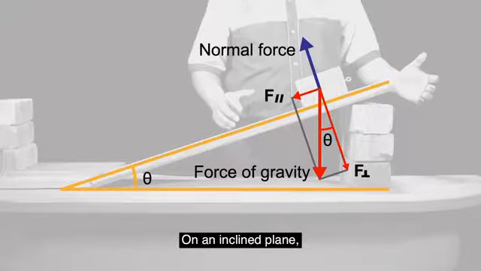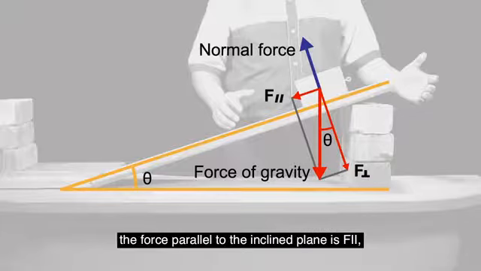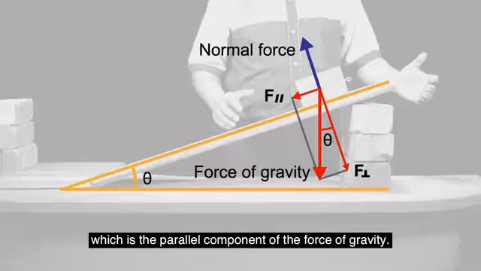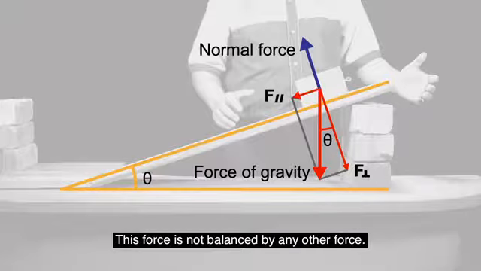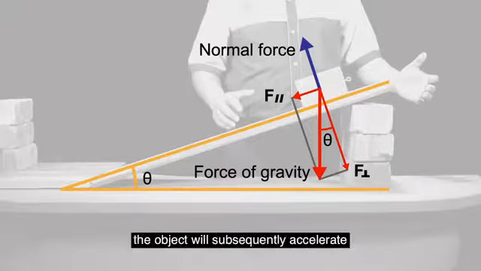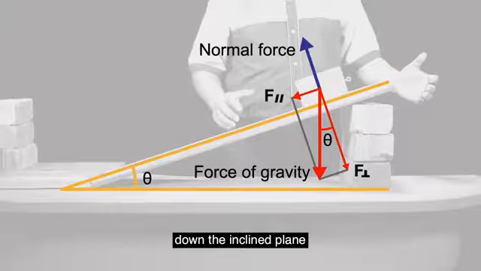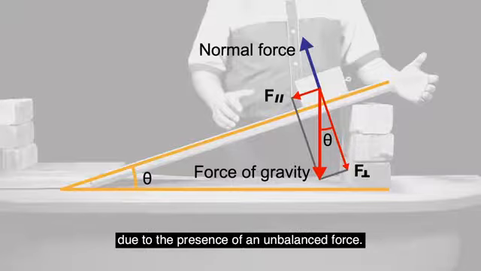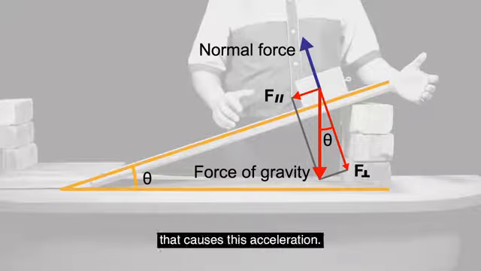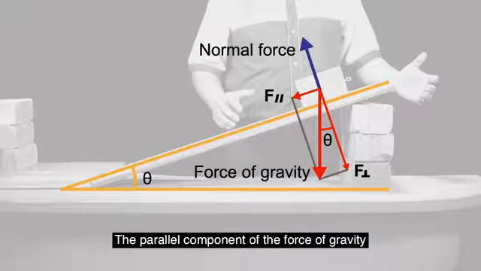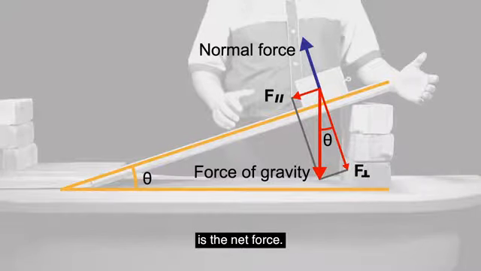On an inclined plane, the force parallel to the inclined plane is F parallel, which is the parallel component of the force of gravity. This force is not balanced by any other force. Thus, the object will subsequently accelerate down the inclined plane due to the presence of an unbalanced force. It is the parallel component of the force of gravity that causes this acceleration. The parallel component of the force of gravity is the net force.